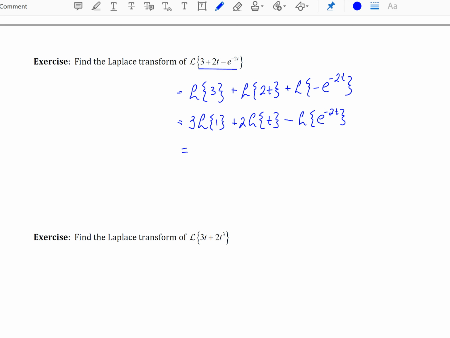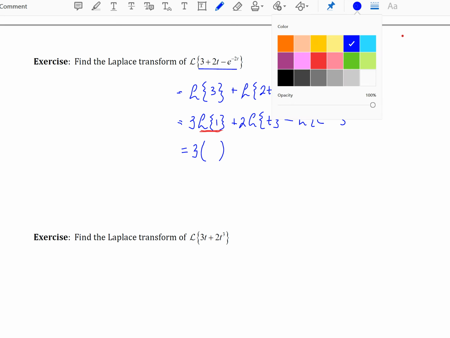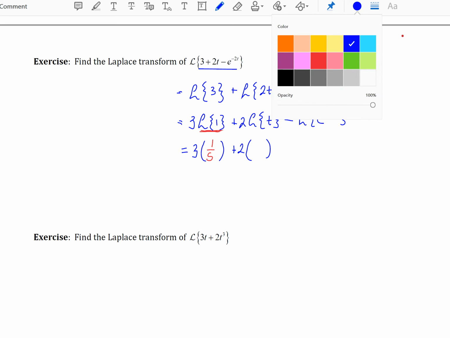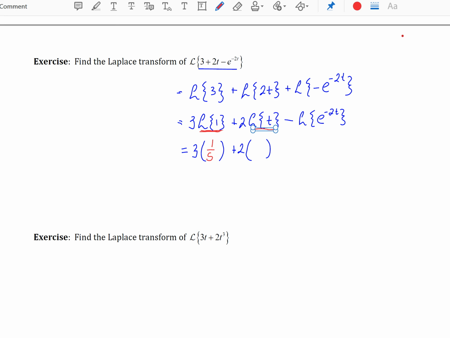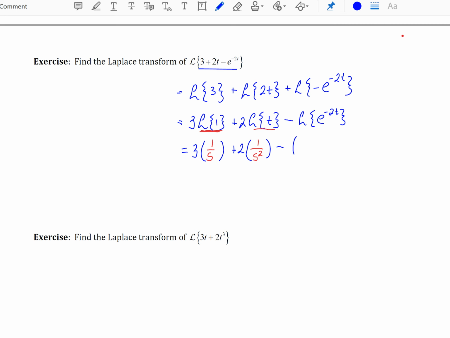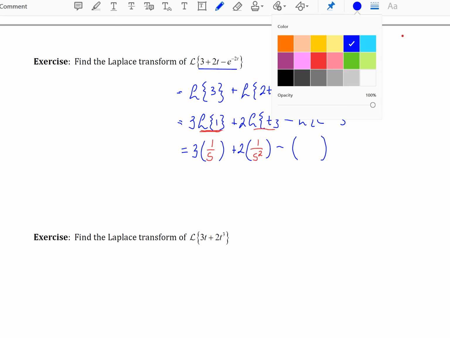Now, a couple of these we've done on our own. We've looked at the Laplace of 1. Remember, the Laplace of 1 is 1 over s. So this will look like 3 times 1 over s. Plus 2 times, now we've looked at the Laplace of t, and so recall that the Laplace of t is 1 over s squared, minus the Laplace of e to the negative 2t.